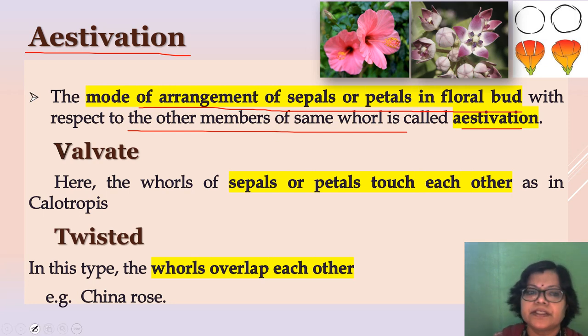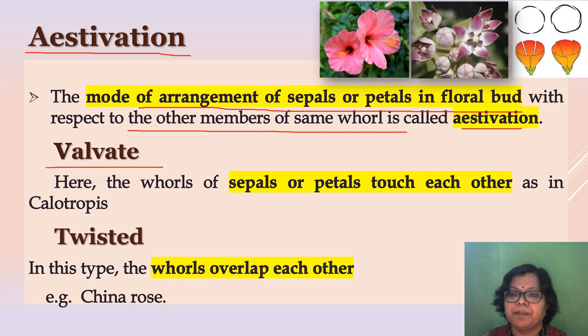The main types we will study. First one is the valvate type. Here the margins of the sepals and petals may touch each other, may not touch each other, but they do not overlap. Here you see that is the valvate. This diagram represents valvate aestivation where the sepals or the petals are placed side by side. They may touch each other, they may not touch, but they do not overlap. Okay, that is the valvate. Example, calotropis.